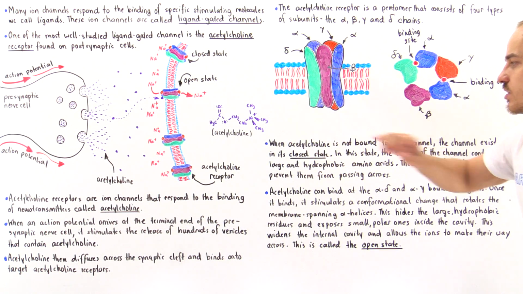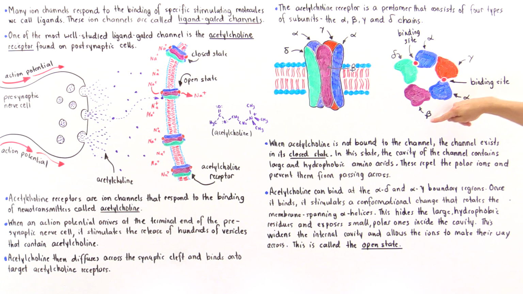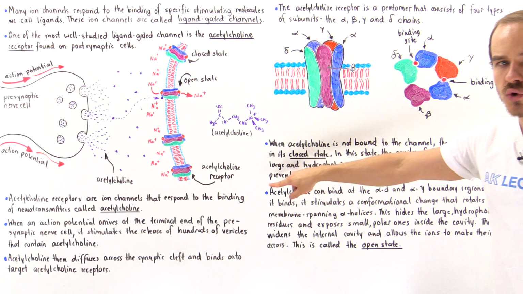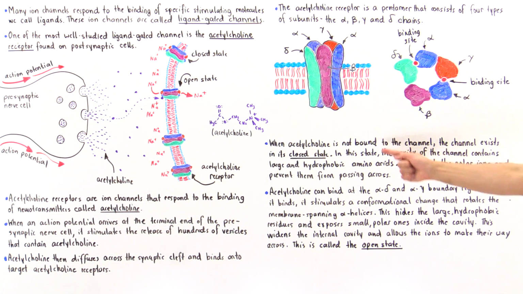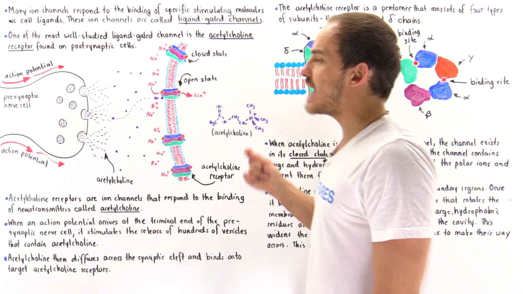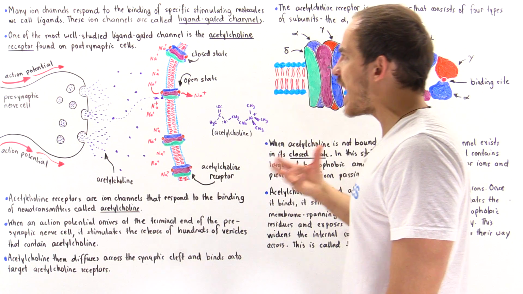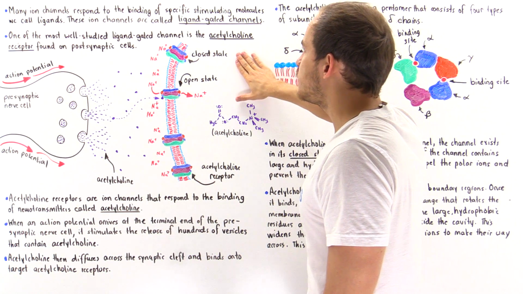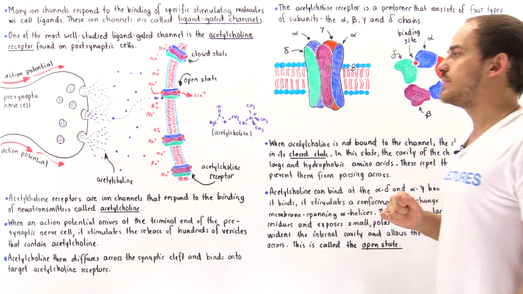So when acetylcholine is not bound, the channel exists in its closed state. In this state, the cavity of the channel contains large and hydrophobic amino acids, and these repel the polar ions and prevent them from actually passing across that cell membrane. So that's what we mean by the closed state of the ligand-gated ion channel.